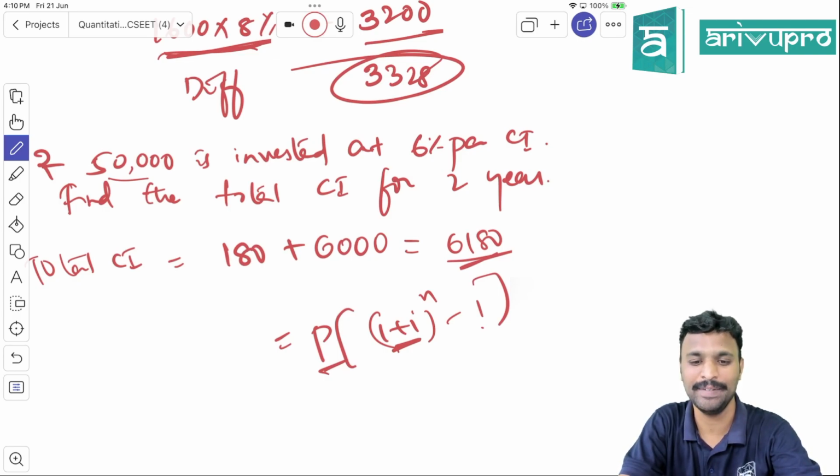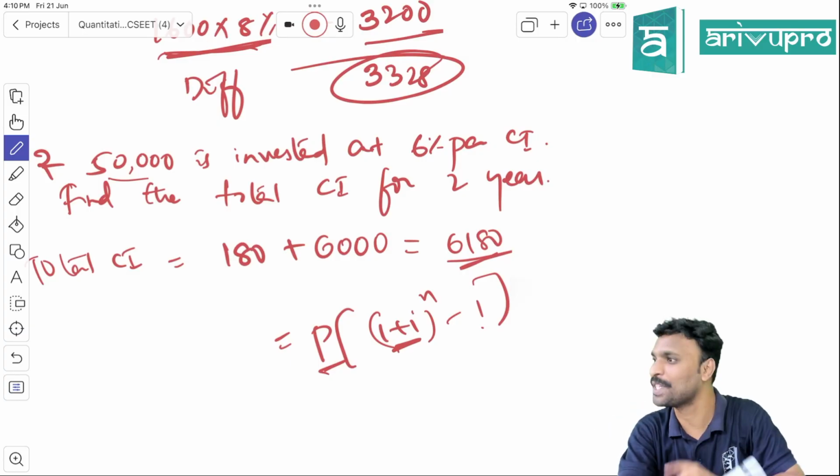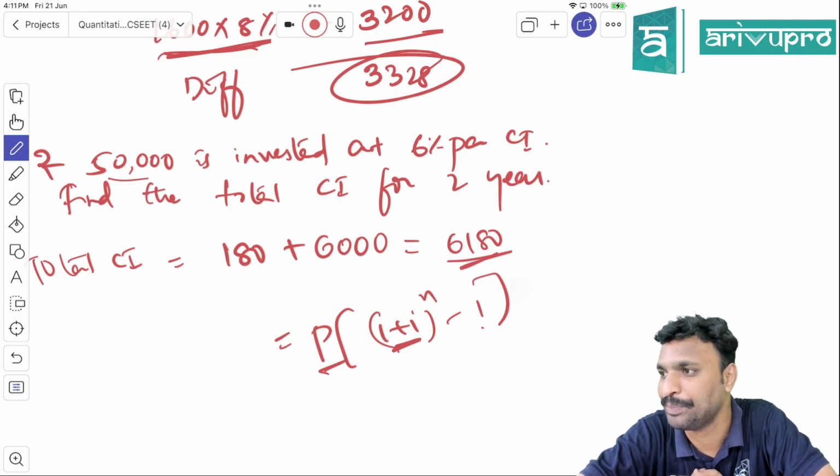Go to the calculator again. Type 1.06, press the into button, 1.06, 1.1236 comes. Press equal. Then minus 1, press equal. Then into 50,000: 6,180. You can't do all this in the exam, so this is the best method. Have you all understood? Clear.